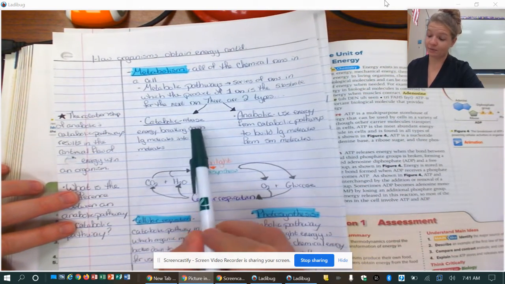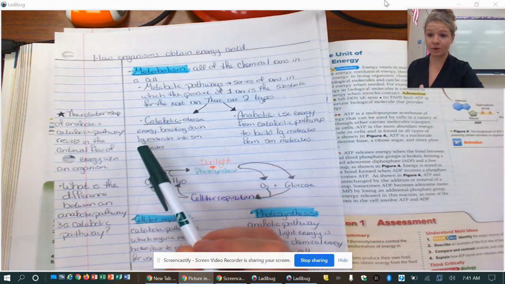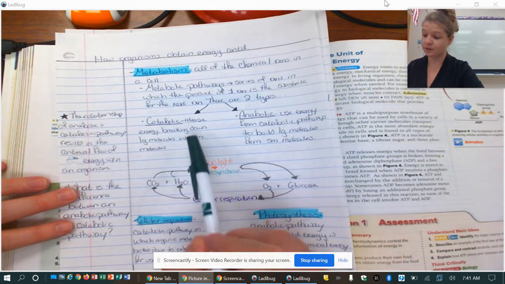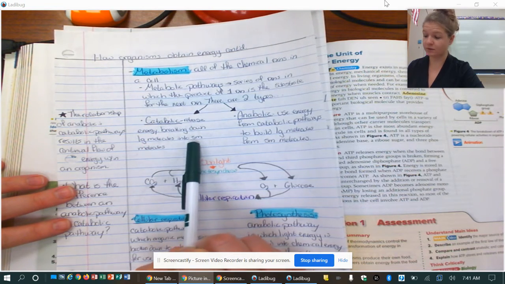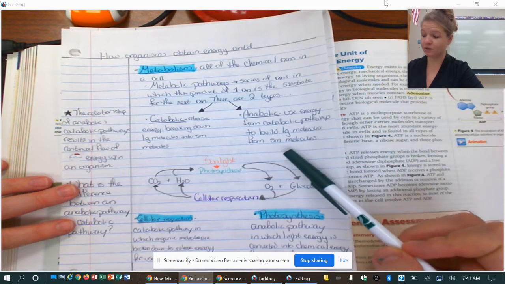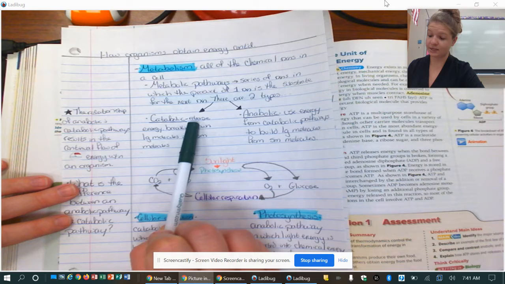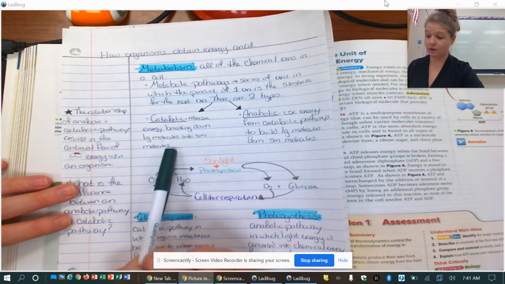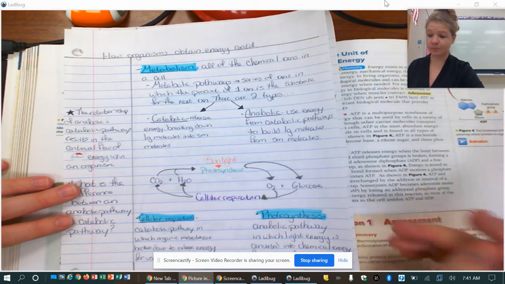I said catabolic releases energy. I wanted to know what the energy is, at an input or an output, and what happens. So catabolic releases energy, breaking down large molecules into small molecules. And anabolic pathways uses energy from catabolic pathways to build large molecules from small molecules. So catabolic releases energy, large to small. Anabolic uses that energy, small to large.